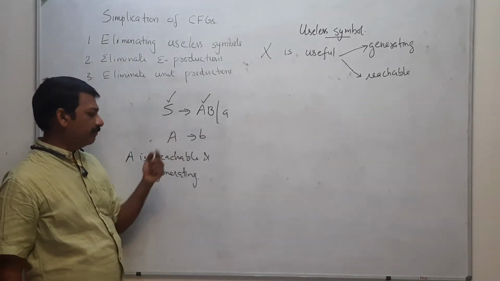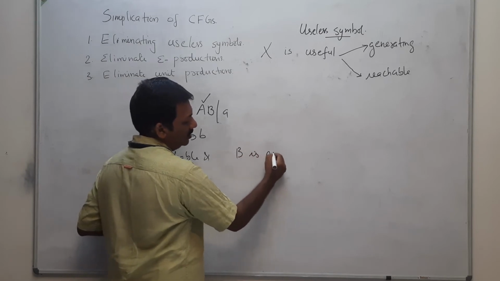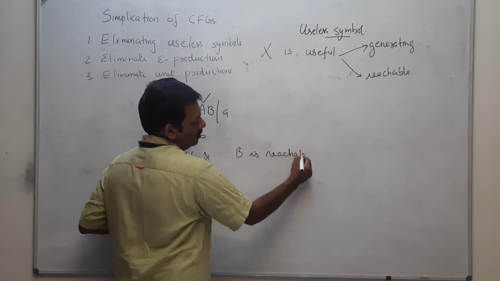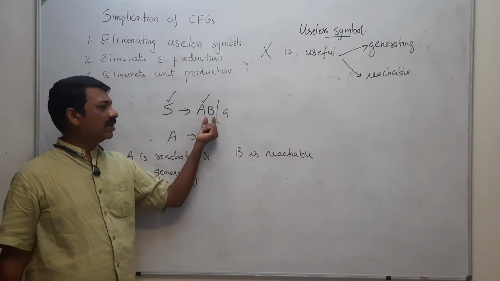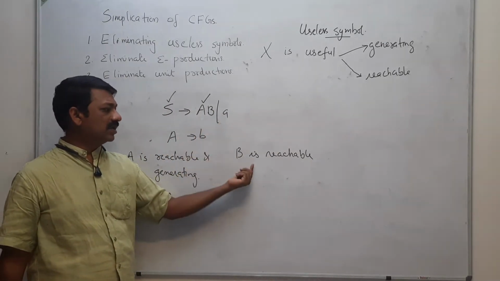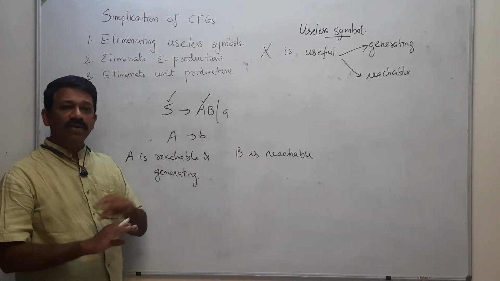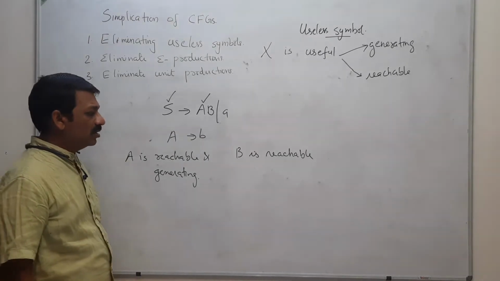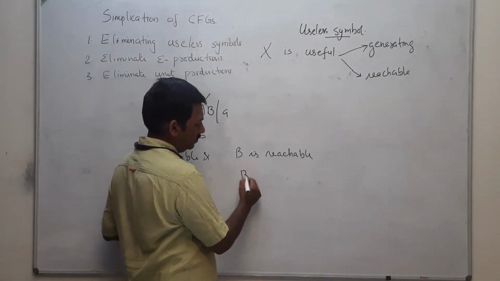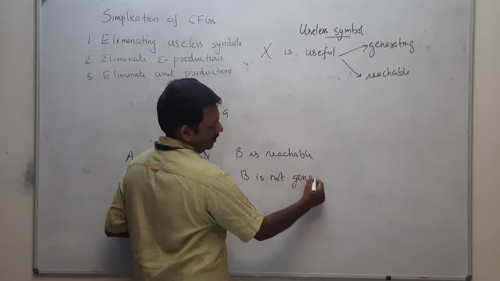What about B? B is reachable. Why? From S you can reach B. What about generation? That means from B you are not able to derive anything. So B is not generating.